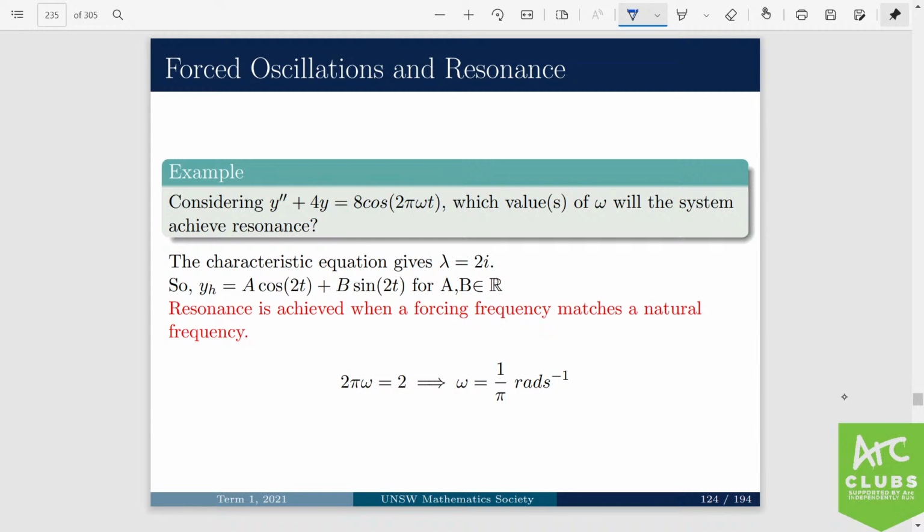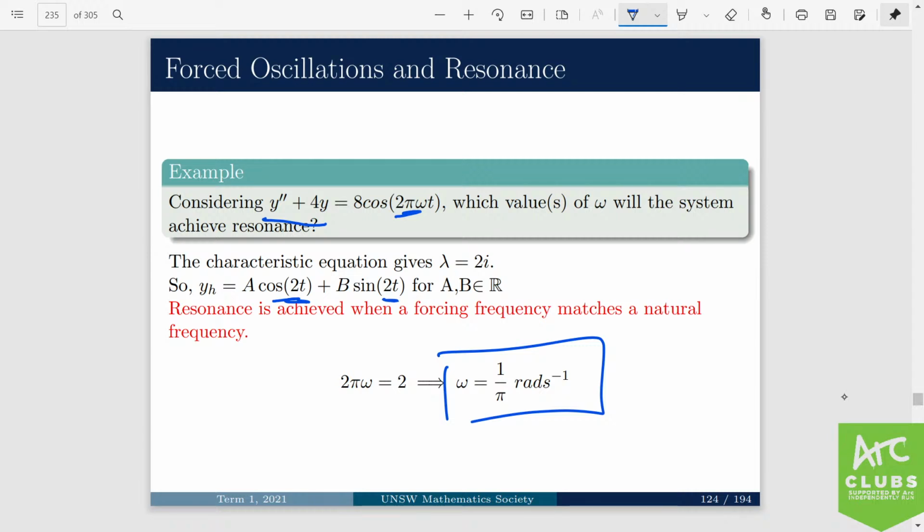The reason I've included this is just because resonance is an important thing to remember, and it's a simple definition. Resonance will be achieved if we have a forcing frequency that matches a natural frequency. We've already solved this kind of equation, and we found that the natural frequency is when omega is equal to 2. So then we say, well, when will 2 on the left-hand side equal 2 pi omega on the right-hand side? We solve that, and we find that when omega is equal to 1 on pi radians per second, that's when we'll achieve resonance.